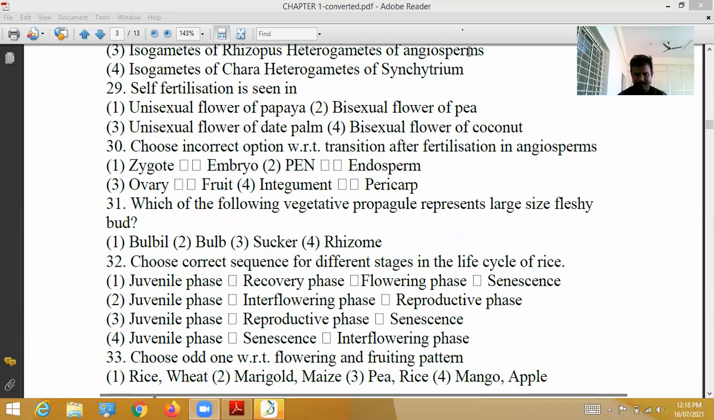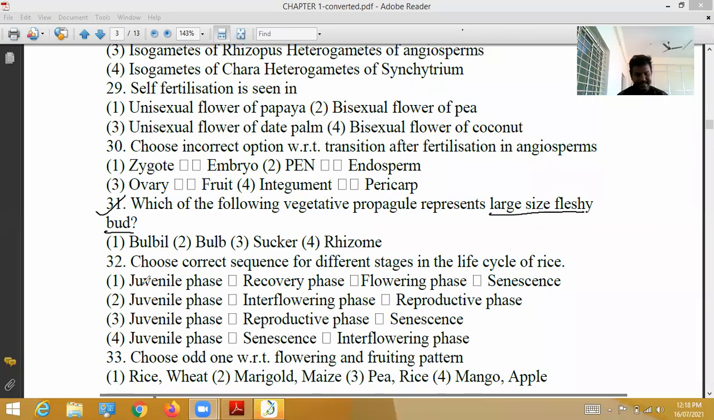Next, the 31st question. Can anybody say? Which of the following vegetative propagules represents a large size fleshy bud? If you study, you can get to know it. That's the 31st question, and they have asked about a bud.